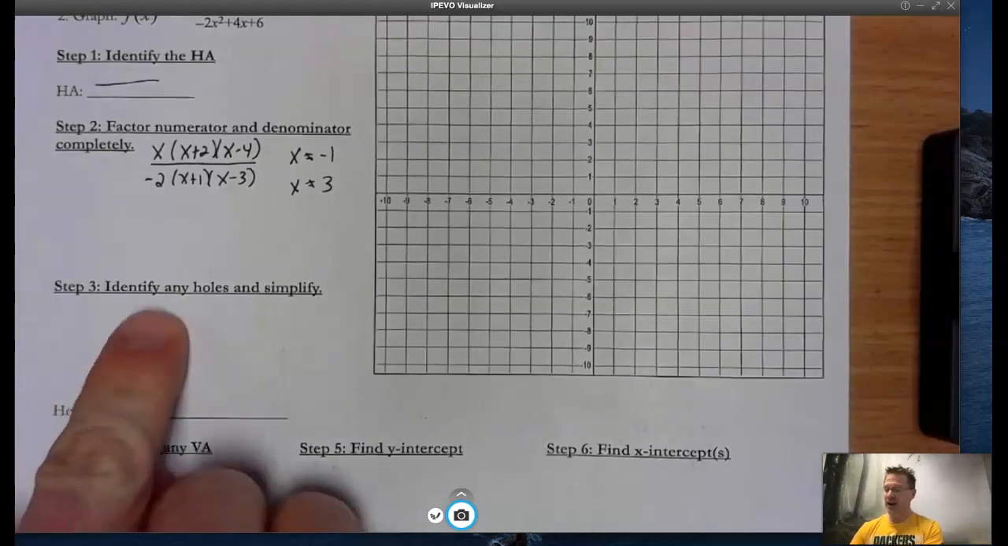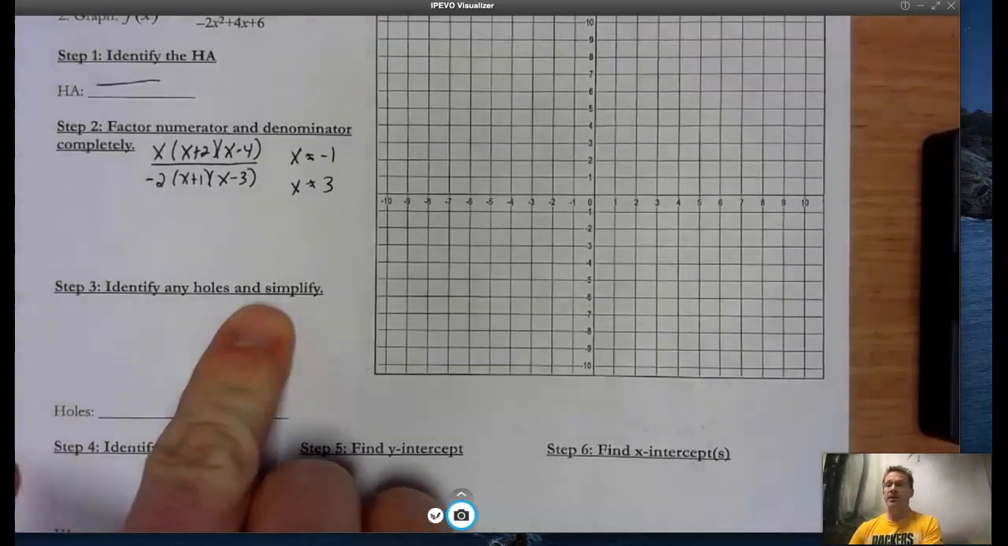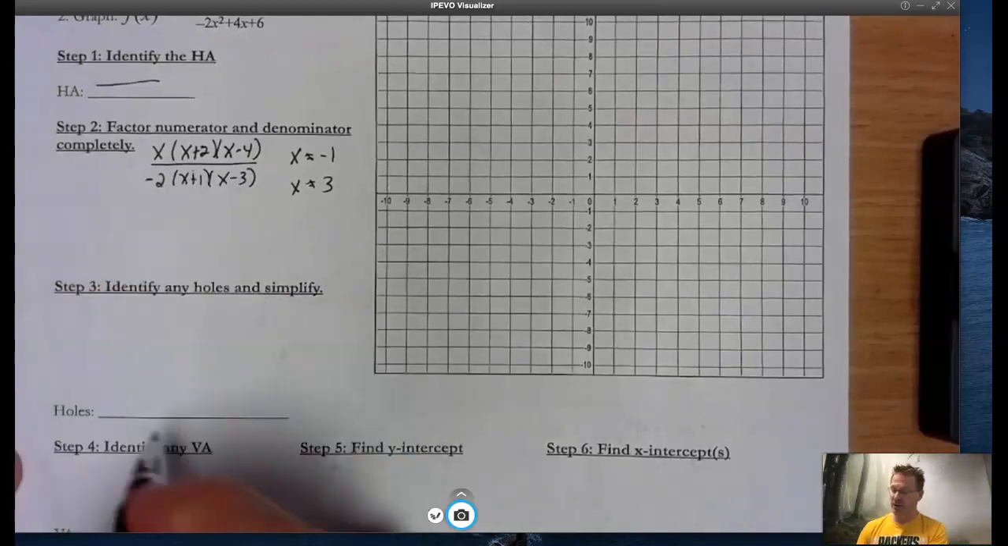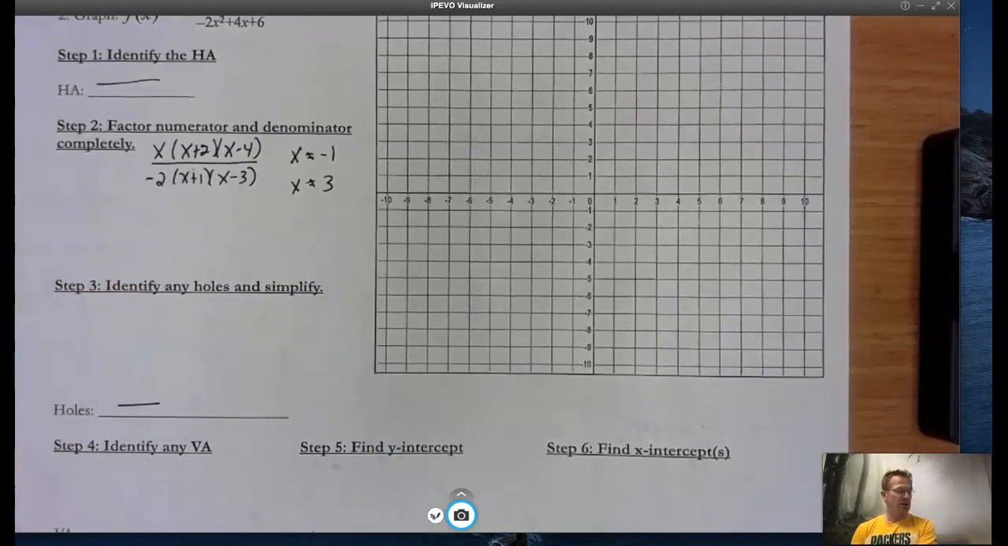All right, so identify any holes and simplify. Well, we can't simplify. Therefore, there are no holes, right? There are no common factors, so we don't have any holes. So notice in this particular problem, we don't have a horizontal asymptote. We don't have a hole. Okay? All right, so that's why you have to go through the process.